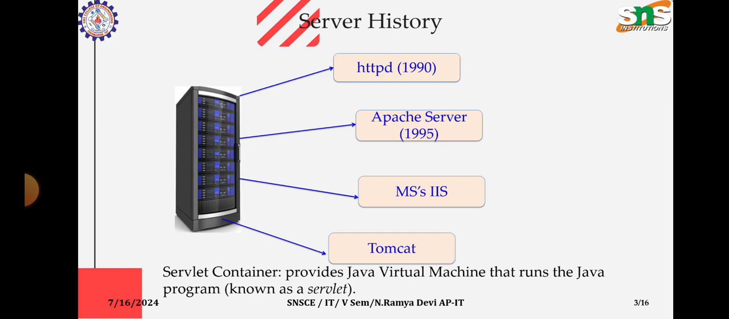This is the history behind the web server. The first web server is HTTPD, established in 1990, and next is the Apache server in 1995, then MSIAS and Tomcat. The Tomcat Apache server is a widely used web server nowadays. It is a servlet container which provides the Java virtual machine that runs the Java program known as a servlet.